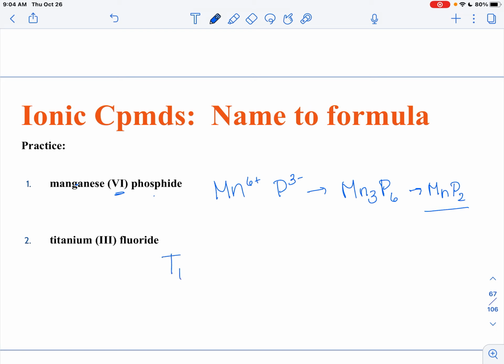And then here we have titanium, 3 plus. Fluoride is 1 minus. So you get titanium fluoride, TiF3.